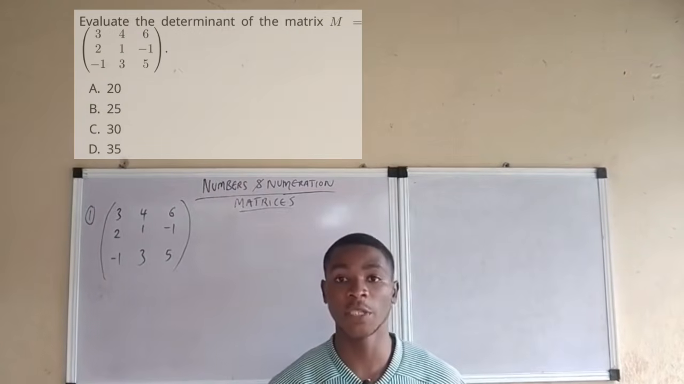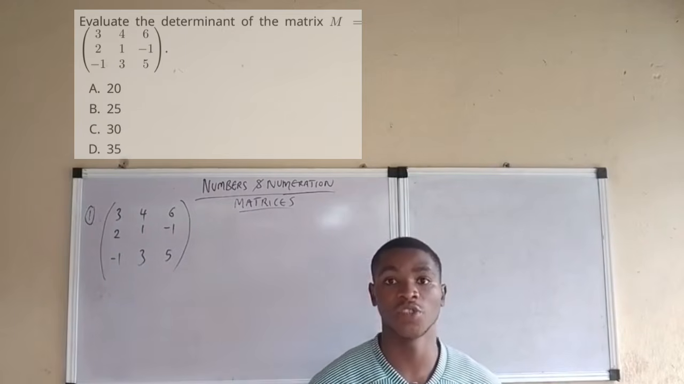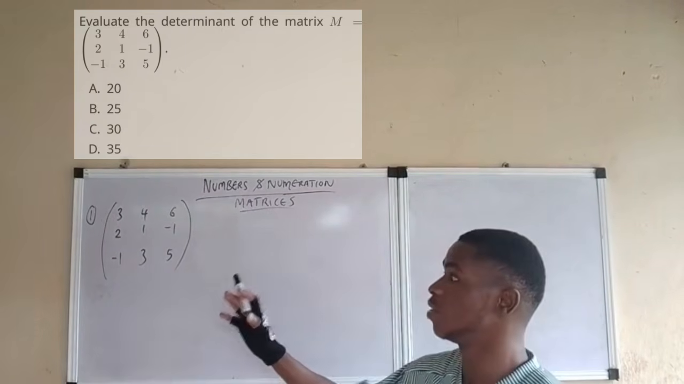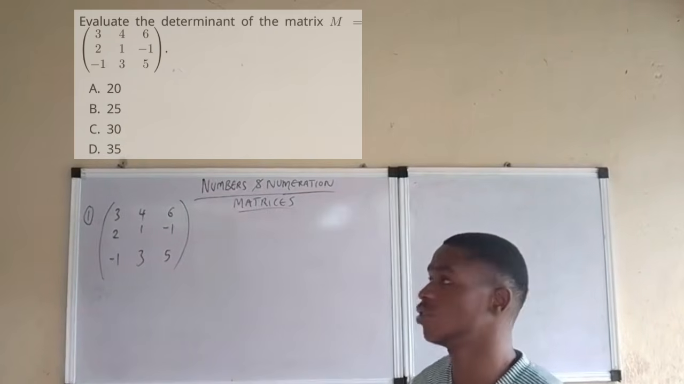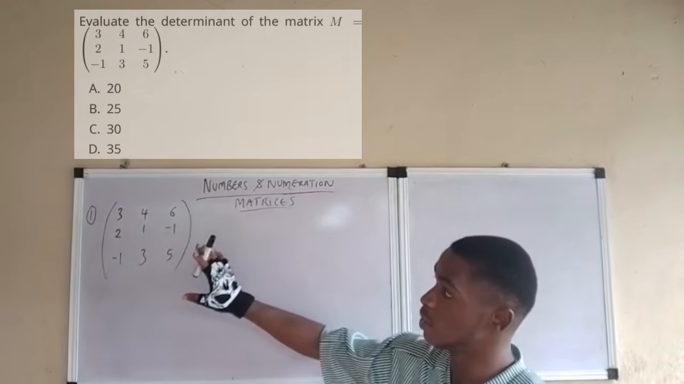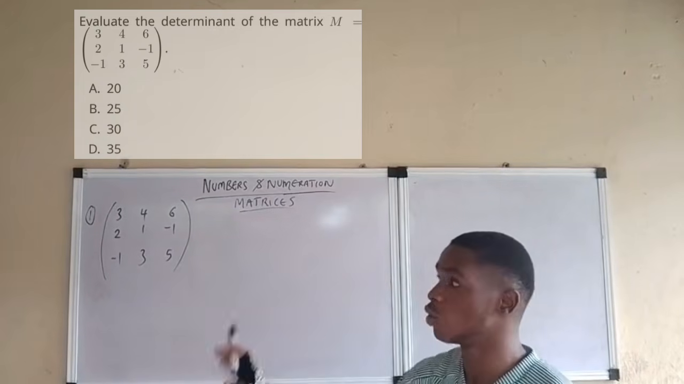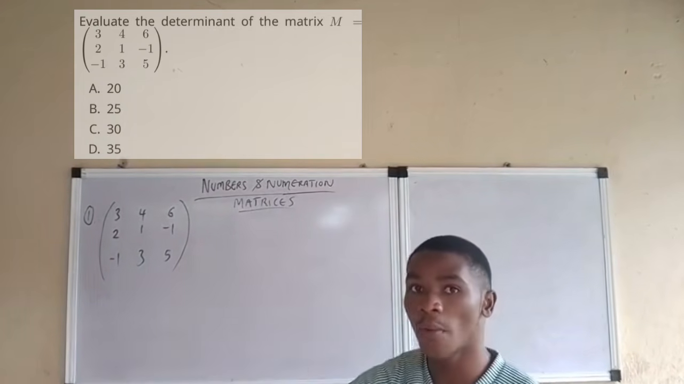All right, now we're in the aspect of matrices and determinants. Let's look at this matrix question together. Now, what you have here is a 3 by 3 matrix. How do you know it's a 3 by 3 matrix? You know that it's a 3 by 3 matrix because of the number of rows and number of columns it has. So you name a matrix row by column.